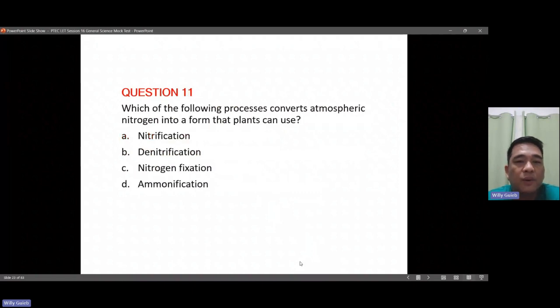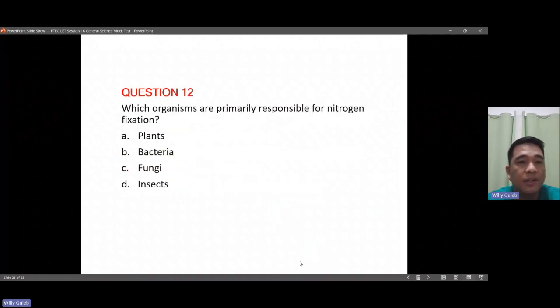For question 11, which of the following processes converts atmospheric nitrogen into a form that plants can use? So what is the form of nitrogen that plants can use? Primarily, these are what we call nitrates. And nitrates can be produced by the process of nitrogen fixation, by some forms, for example the use of bacteria called nitrogen fixing bacteria. They have the capacity to transform or convert nitrogen into nitrates.